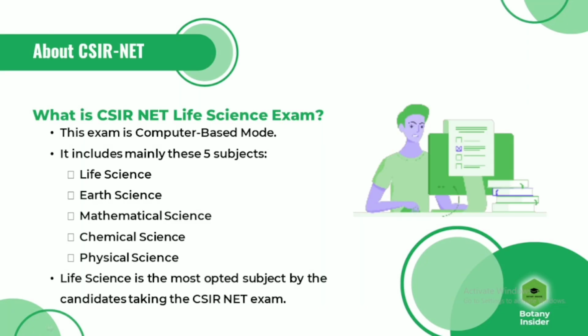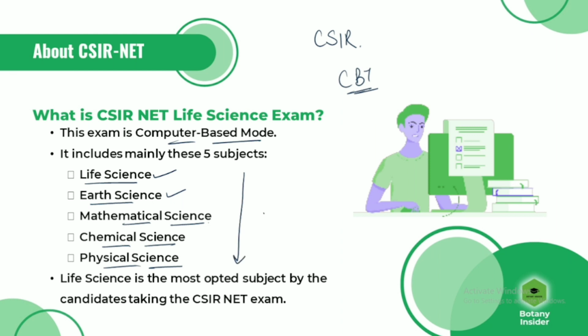So now let's talk more about this examination. It is a computer based mode, that is, the CBT mode, and the CSIR conducts the examination for 5 different subject fields. First one is life sciences, then we have earth sciences, mathematical sciences, chemical sciences, and physical sciences. So these are the 5 subjects in which the examination is conducted. Life sciences is the most opted subject by the candidates taking the CSIR NET examination. So remember this as well.